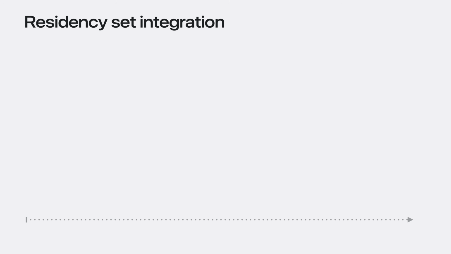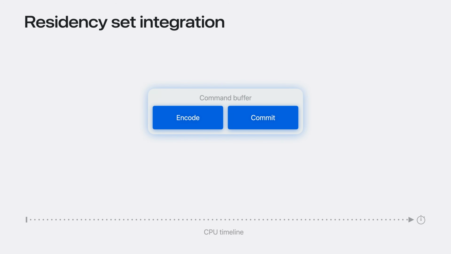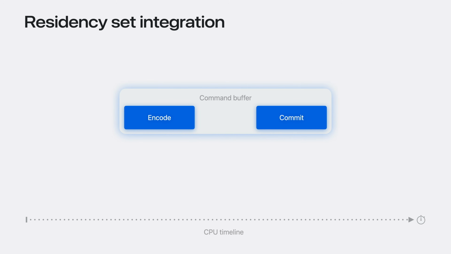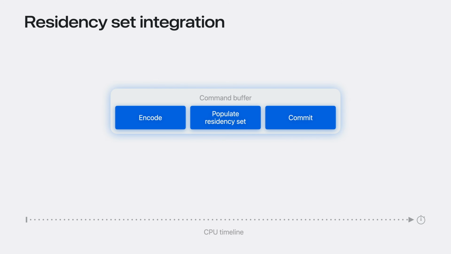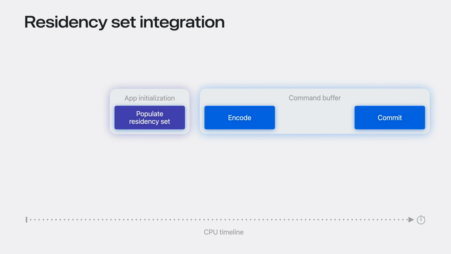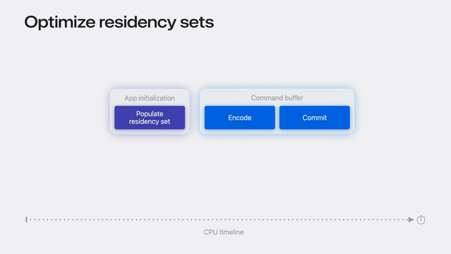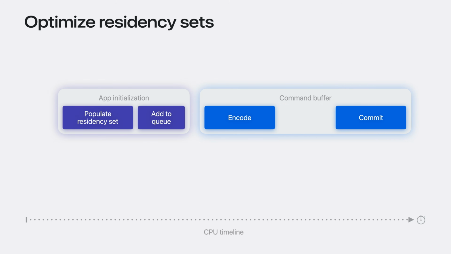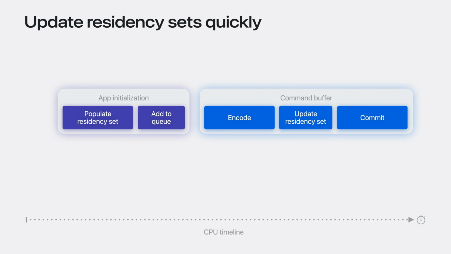Residency sets are easy to integrate into per-frame encoding and committing of command buffers. You just need to make sure that the residency set contains all the required resources for the command buffer you commit. But since the residency set contents rarely change, populating the residency set can be done at app startup. And once the set is created, you can add it to a Metal 4 command queue. All command buffers committed to that queue will then include those resources. If you need to make any updates, this should be a much lower cost at runtime.